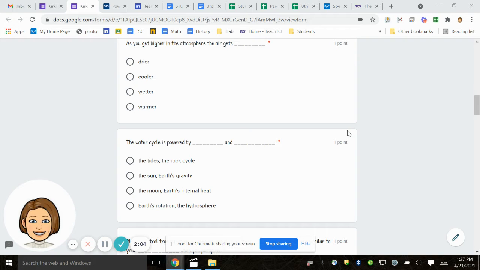Number 6, the water cycle is powered by blank and blank. The tides and the rock cycle, the sun and Earth's gravity, the moon, Earth's internal heat, Earth's rotation, and the hydrosphere.